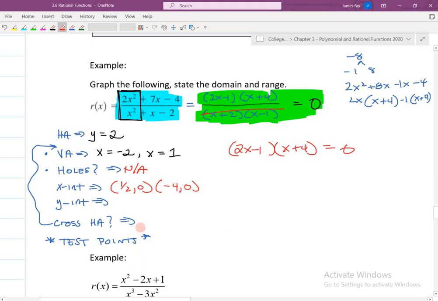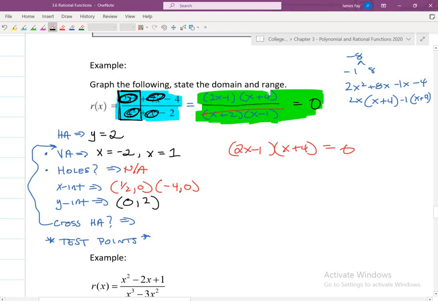Y-intercepts are pretty easy to find as well, but we use the expanded version to do it. What is your x-coordinate for the y-intercept? 0. So if x is 0, doesn't that go to 0? Doesn't that go to 0? What are you left with? Negative 4 divided by negative 2 gives me 2. So x is 0, y is 2.